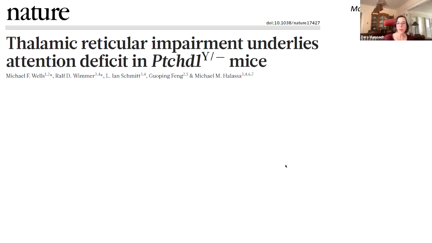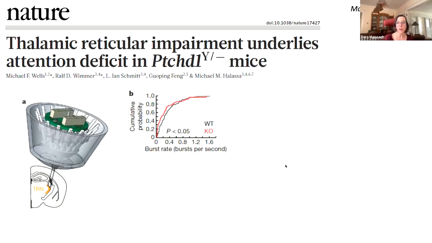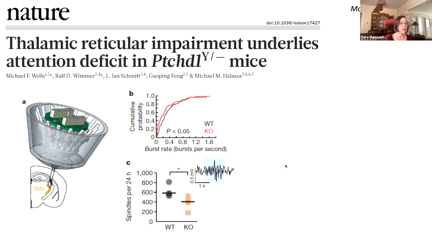Recording directly from the TRN in mice with PATCH-G1 deletions shows that they have reduced burst firing. Again, wild type is in black, knockout is red, and there is a corresponding reduction in spindle rate.